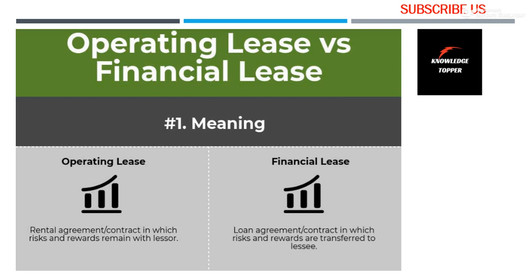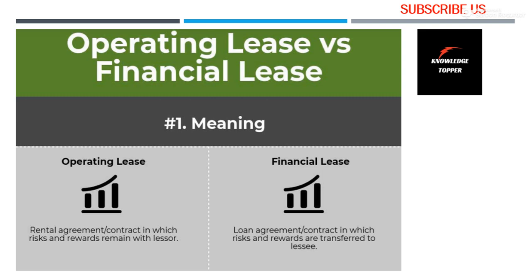First of all, we will look at the meaning of both terms, operating lease and financial lease. Then we will look at the main key differences. Our first basis for comparison is meaning. Operating lease is a kind of rental agreement or contract in which risks and rewards remain with the lessor. Financial lease is a kind of loan agreement or contract in which risks and rewards are transferred to the lessee.